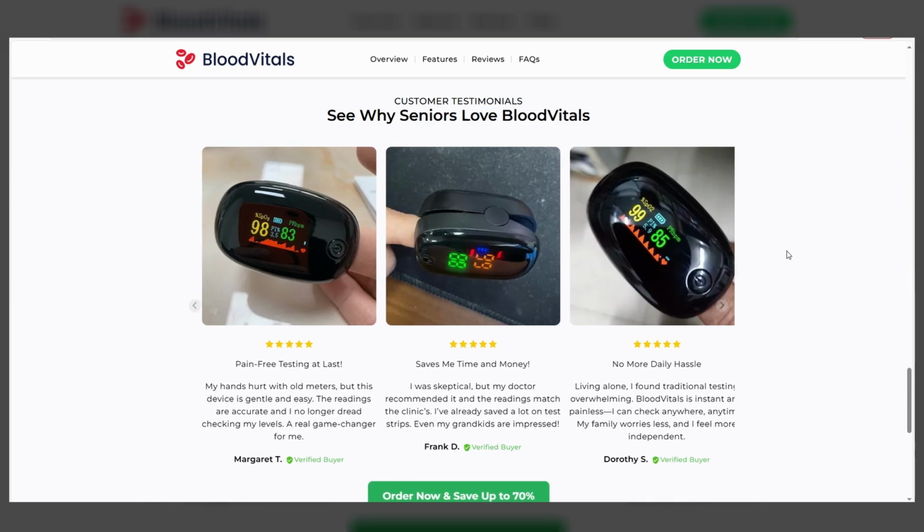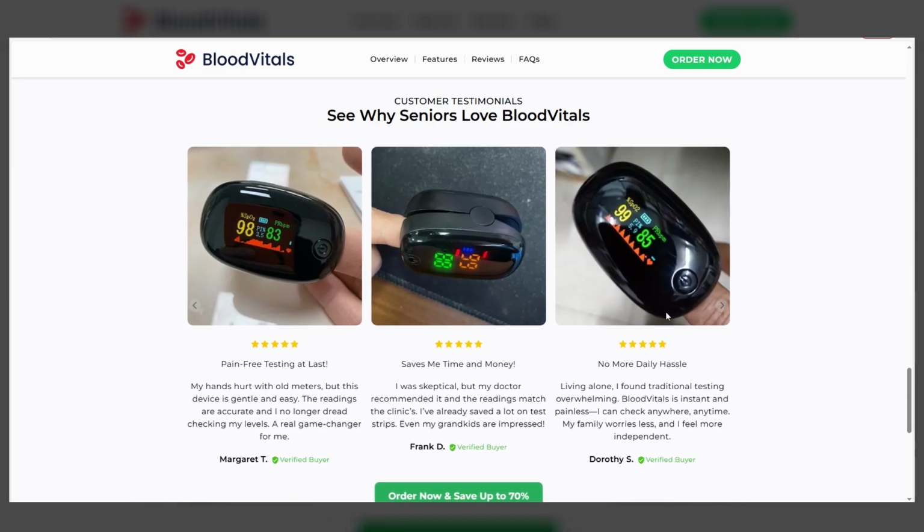If you're thinking about buying any kind of health device online, it's always a good idea to talk to your doctor or pharmacist first. Better safe than sorry.